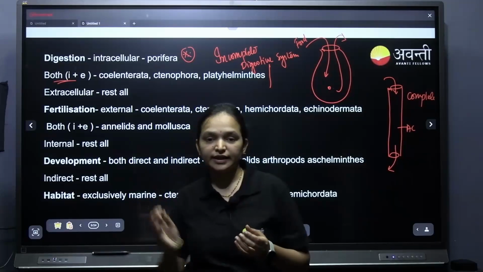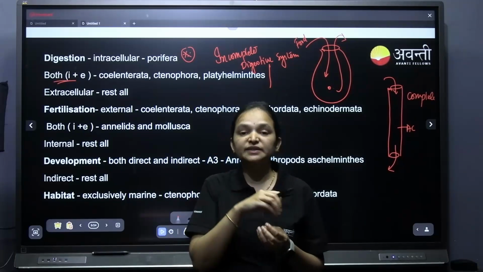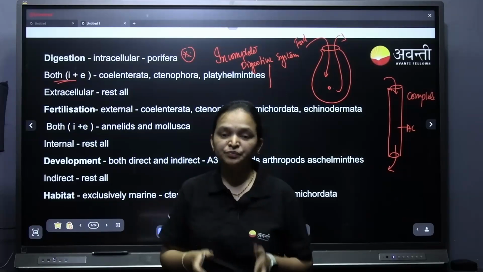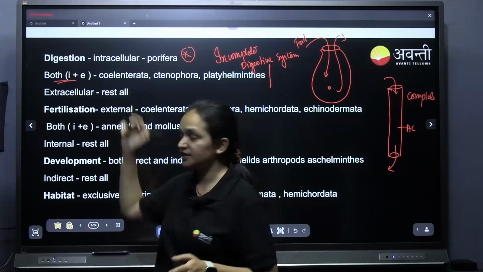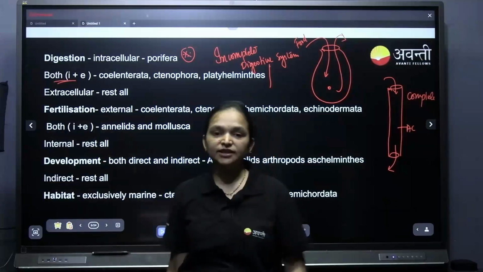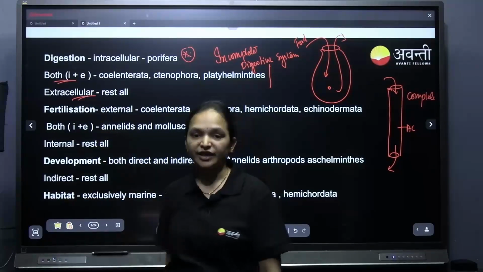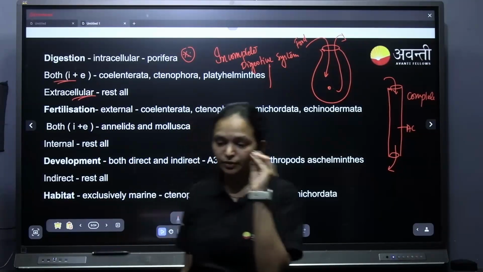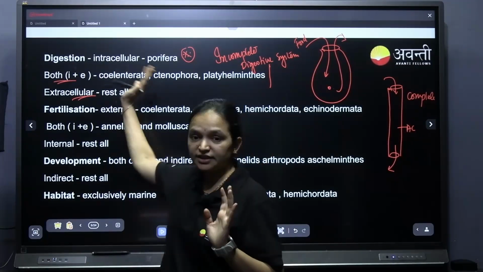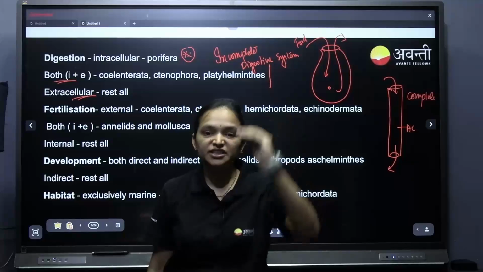Okay, the food is not entering in, the digestion is not taking place inside the cell, but they have a particular system for it, that is the digestive system, which can be seen from the rest, from aschelminths to the higher organisms, we can see the extracellular type of digestion. This will become very important because you don't have to learn this. If you understand this much, you don't have to learn for each and every category.